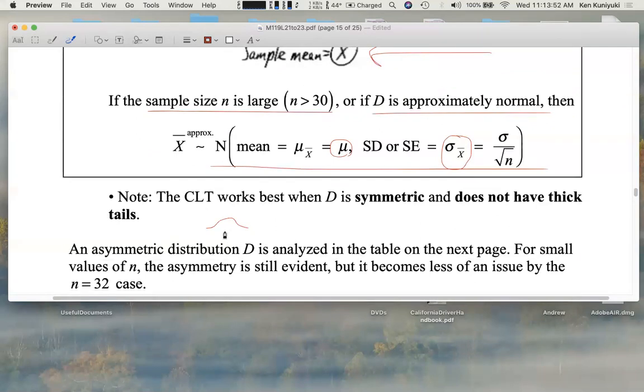Well, what are some properties of normal distributions? Well, they're symmetric and they don't have thick tails. In fact, normals fall off very fast. That's why we have almost everything within 2 or 3 standard deviations of a mean if you have a normal distribution. So even if you don't start out with a normal distribution, generally speaking, the central limit theorem tends to work better when we have at least a roughly symmetric distribution and something where the tails fall off rapidly. So we don't have something super lumpy like this on the edges.